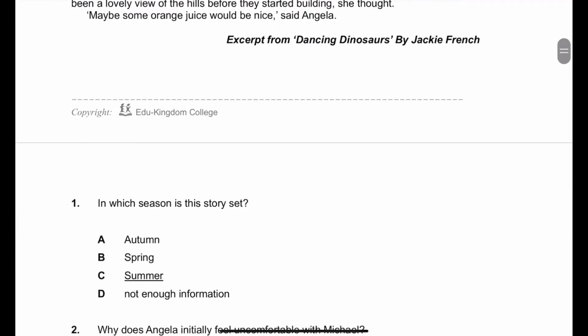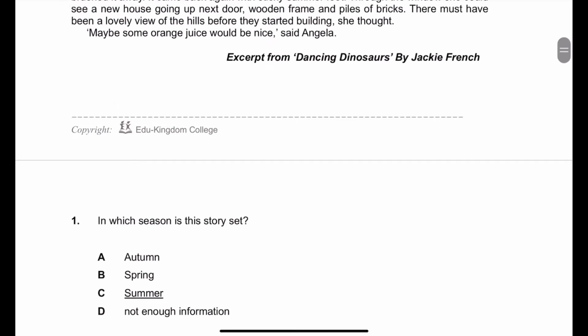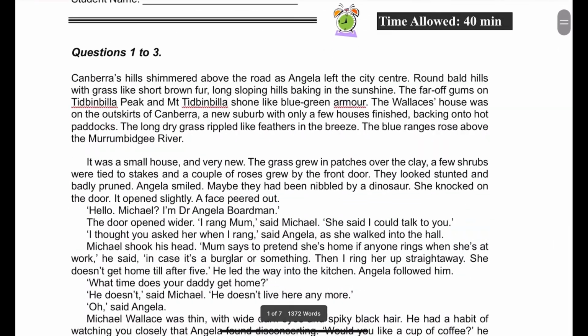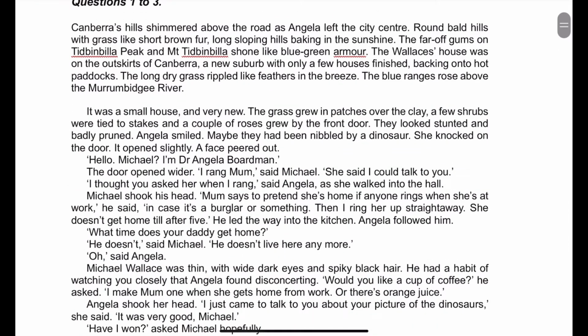Question 1, in which season is this story set? The options are autumn, spring, summer, and not enough information. Usually they establish the setting around the first 2 or 3 paragraphs. Sometimes they embed it within there. Let's take a look at the very first paragraph, and upon reading it, we already have the words sunshine, far off gums in Tidbinbilla Peak, and Mount Tinbinbilla.